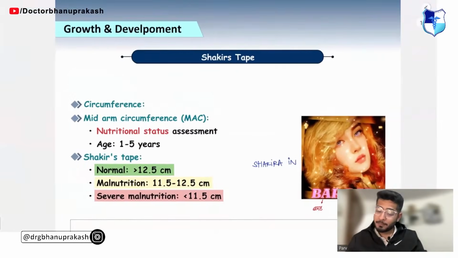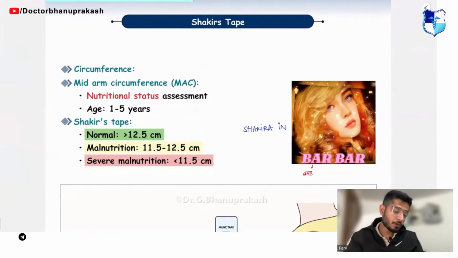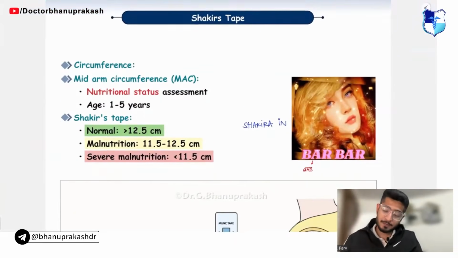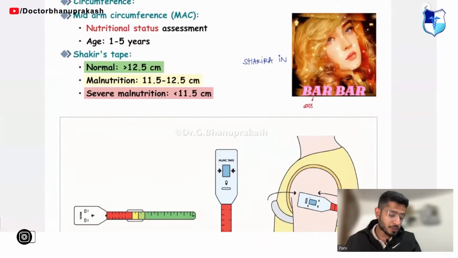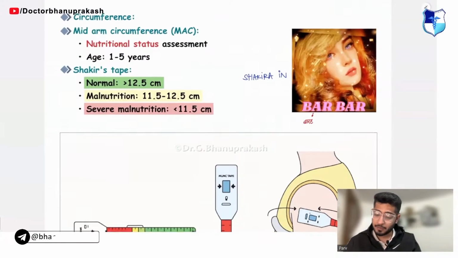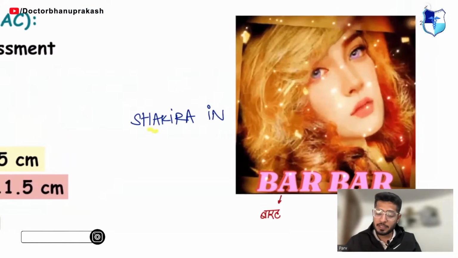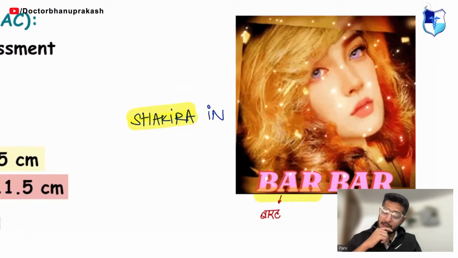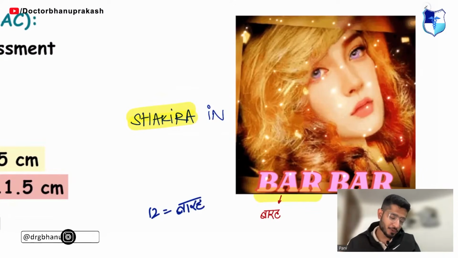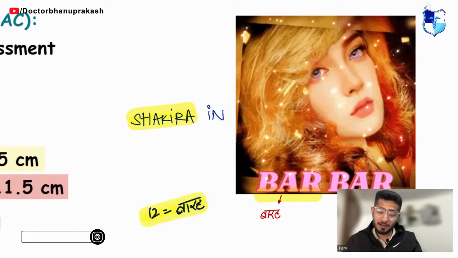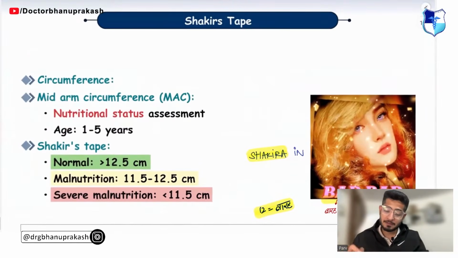Okay, coming on to Shakir's tape now. Shakir's tape is again an important thing which teachers are fond of asking. So remember this mnemonic now, Shakira. Shakira goes in bar, and in Hindi we call 12 as bara. So Shakira going in bar is 12. So remember Shakir's tape is 12.